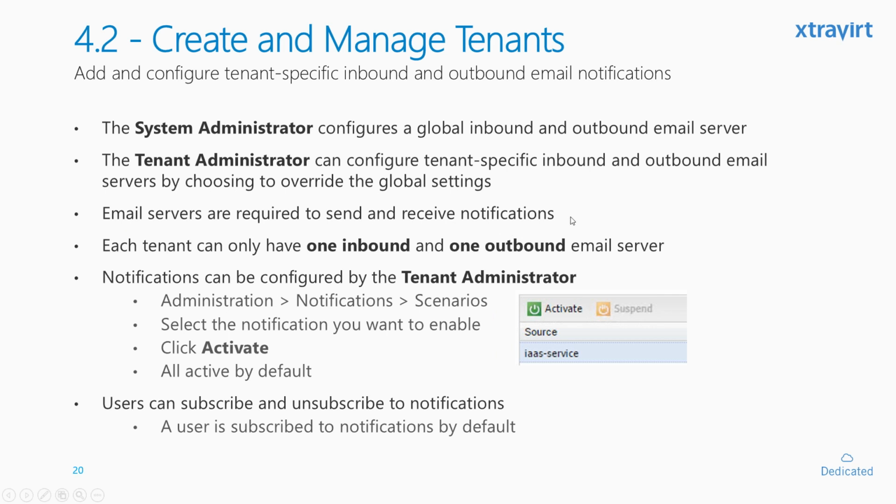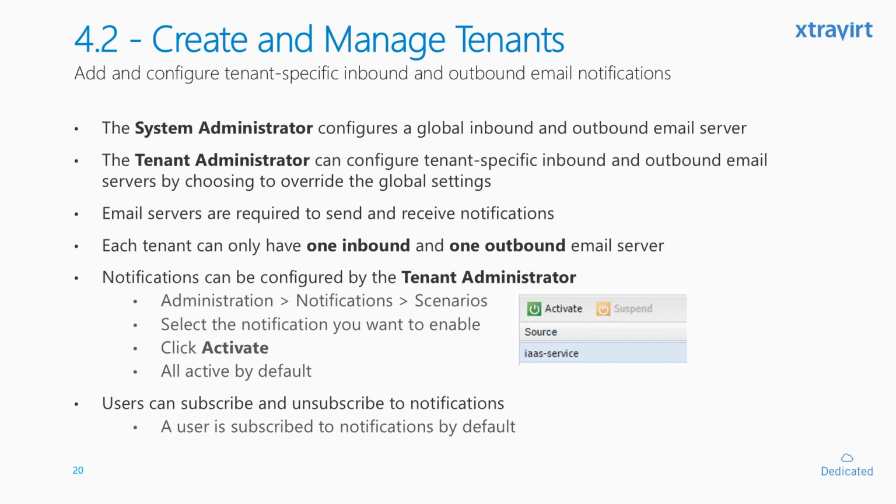Obviously, the next point down is a bit of a given, but I thought I'd put it anyway. Email servers are required to send and receive notifications. I've seen people ask, why am I not receiving notifications from VRA? Well, it's because you haven't configured your SMTP server in there as an outbound server. Just mentioned that each tenant can only have one inbound and one outbound email server.